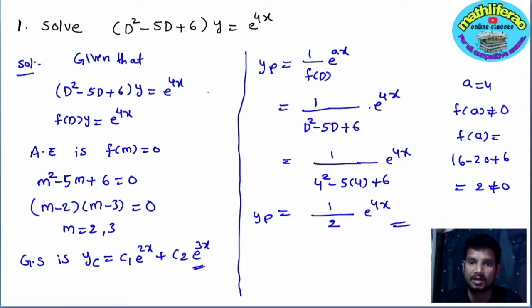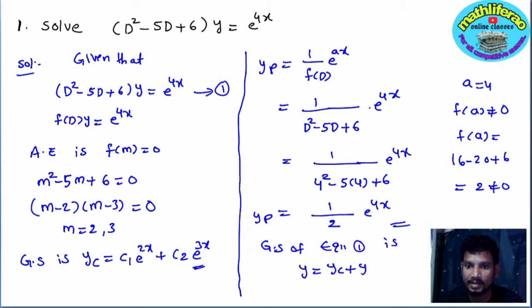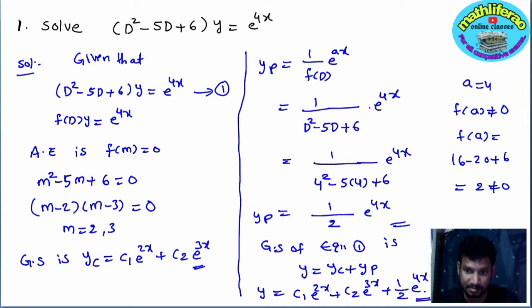Now general solution of equation number 1. General solution of equation number 1 is y equal to yc plus yp, complementary function plus particular integral. Now here y equal to c1 e to the power 2x plus c2 e to the power 3x plus particular integral 1 by 2 e to the power 4x. This is the answer.